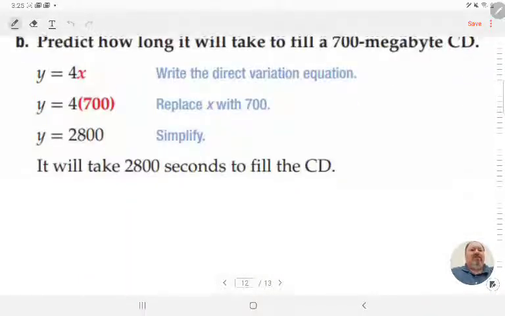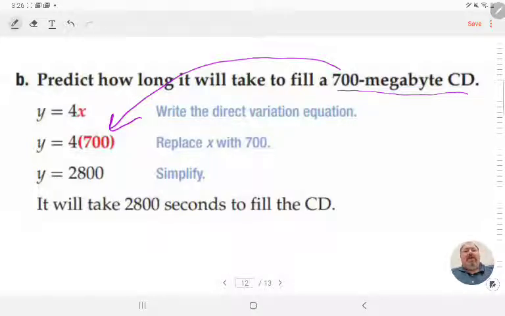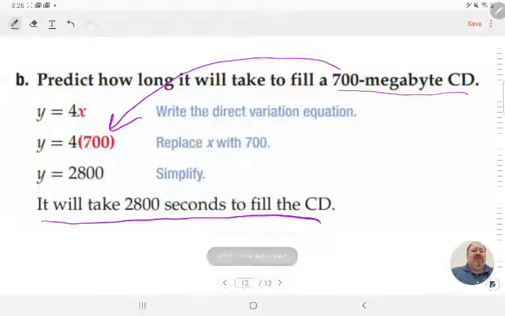Now we can use that equation to make predictions. So let's say that we want to know how long it would take to fill a 700 megabyte CD. Well, that was our x information. So we just plug that into x, and we would have 4 times 700, or 2,800. So it'll take 2,800 seconds to fill the CD. We use equations like this to help in situations. So for example, if I'm making these CDs and I need to know how long it's going to take, do I have time to do something else? I know it's going to be 2,800 seconds. So as long as I'm back by then, I'm good to go.